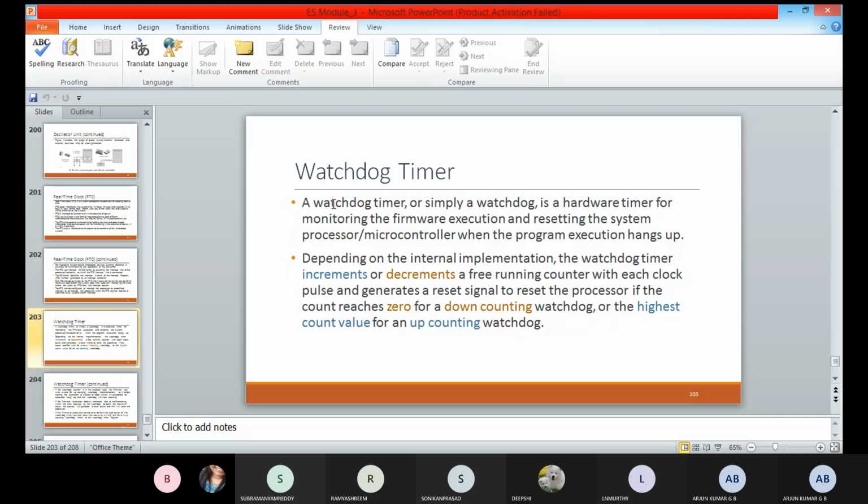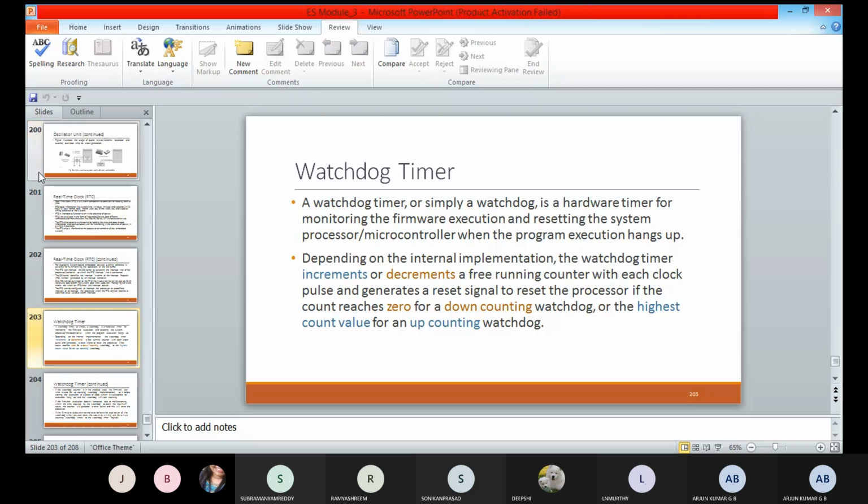Depending on the internal implementation, the watchdog timer increments or decrements as a free-running counter with each clock pulse and generates reset signals to reset the processor, if the counter reaches 0 for a down-counting watchdog, or the highest count value for an up-counting watchdog. How they implement this watchdog timer is based on increment and decrement using counters. It may be an up counter or a down counter, and the counting up and down is based on your clock signals.